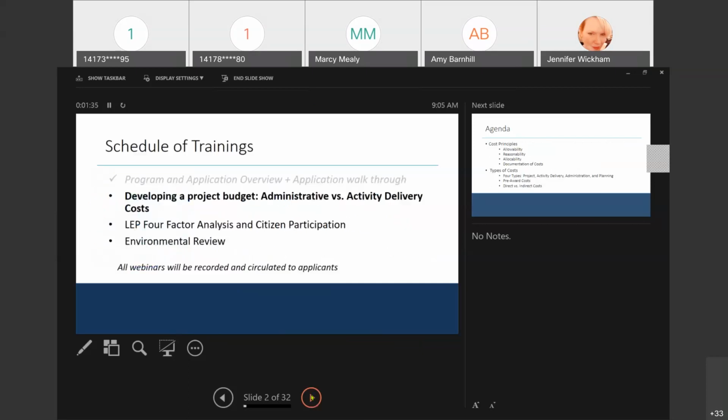As I just went through, we're going to be talking about the project budget, administrative versus activity delivery costs today. Next week, the schedule includes the 4-factor analysis for the language assistance plan, and we'll also be touching on citizen participation requirements. And then the final training, the 4th Friday, will involve requirements on the environmental review that are relevant to your projects.